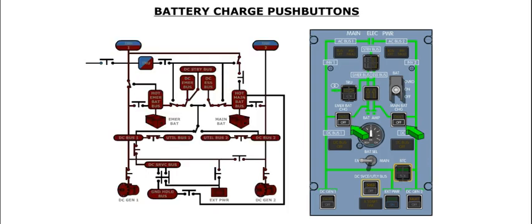The battery charger push buttons control the associated battery charger contactors. When the push button is pressed in, the MFC controls the operation of the associated battery charger contactor. This contactor is normally closed, but the MFC will open it in the event it detects a thermal runaway of the battery. It will also open a battery charge contactor if the associated DC bus voltage is less than 25 volts, or if the battery toggle switch is in the override position.